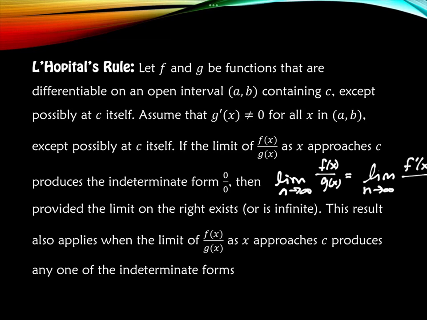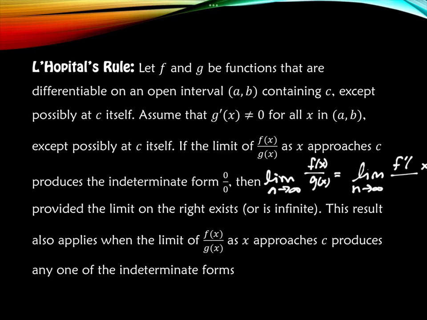Let me scoot this over just a little bit. Here we go. Over g prime of x. And we can repeat that process. Let's suppose that still doesn't work. That still gives us a 0 over 0. Okay, well then we'll take the second derivative on top, second derivative on bottom. Right? We can do this sort of indefinitely until it actually helps us, or until we decide this isn't going to help me. And there are some functions for which it doesn't help you, of course.